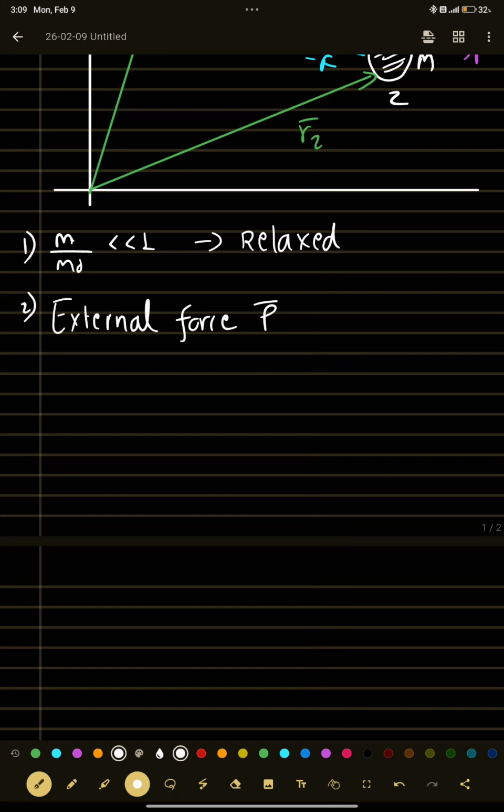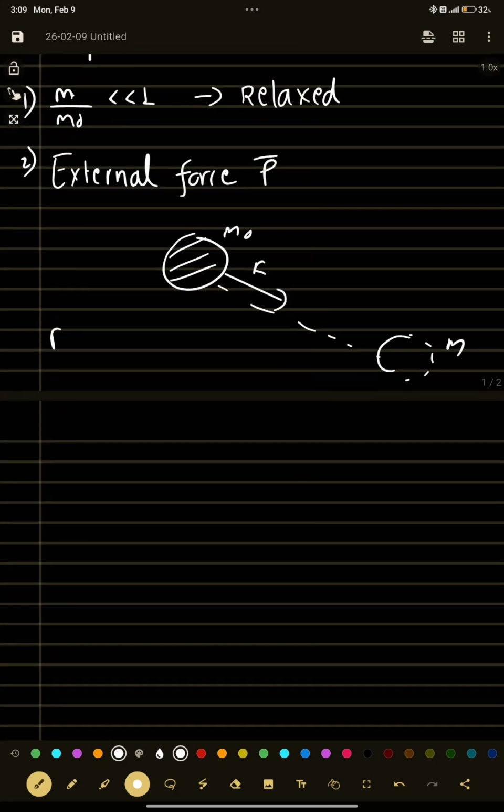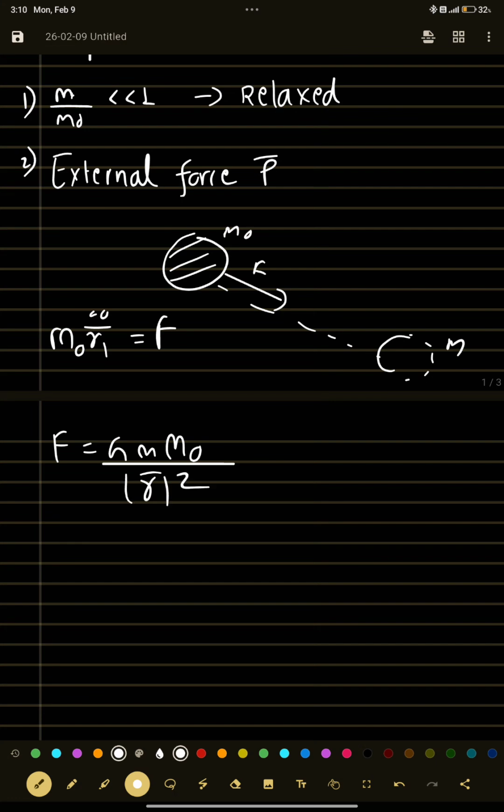So, moving forward, what will be the free body diagram of M naught? This force F is going to act. That's the only force which is going to act, and that will be equal to mass times acceleration is equal to the force F. And how will you write this force F? You can write G M naught M divided by, now this R, it is actually R square, right? And the direction is in the direction of vector R.